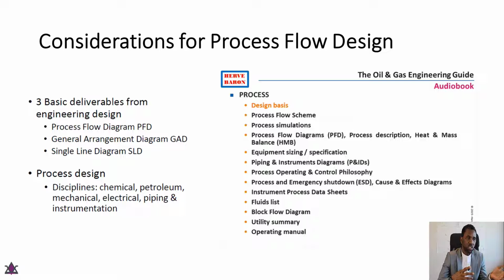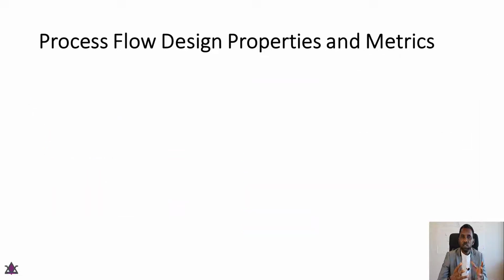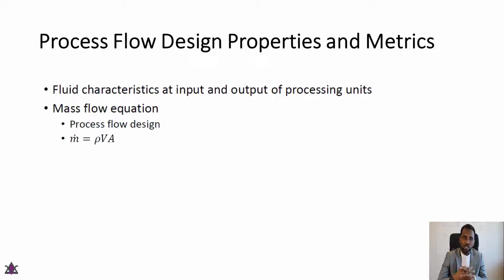So this is basically some considerations in the process design of an oil and gas facility. So, process flow design properties and metrics. In the process design, there are some basic parameters that are used for the design. Anywhere you go in the world, there are some equations that are standard that are always required in process design.